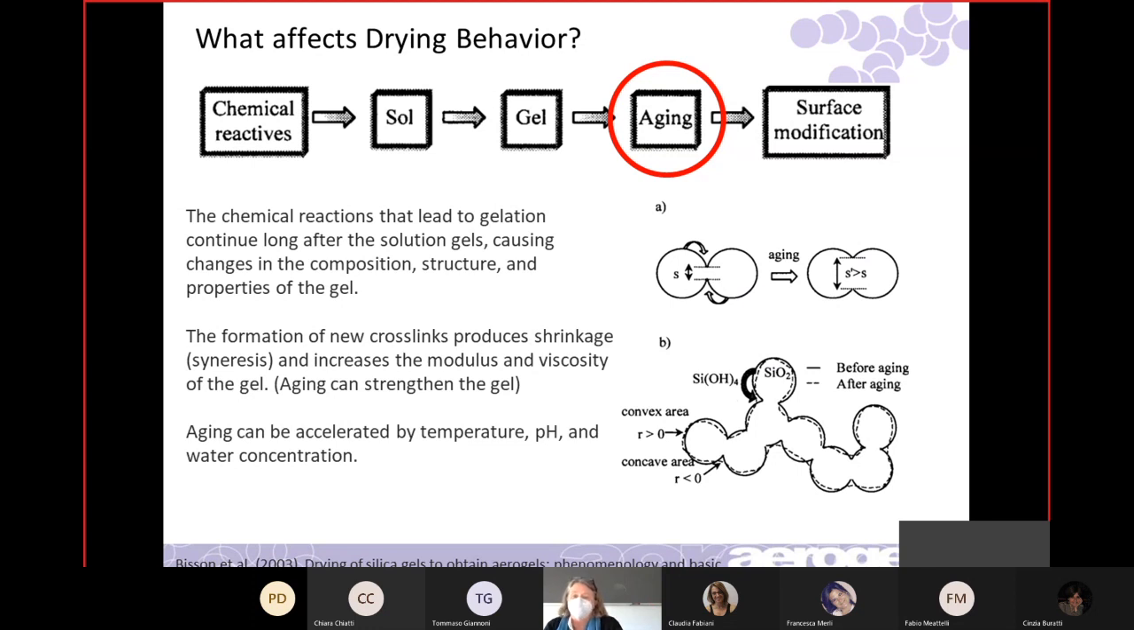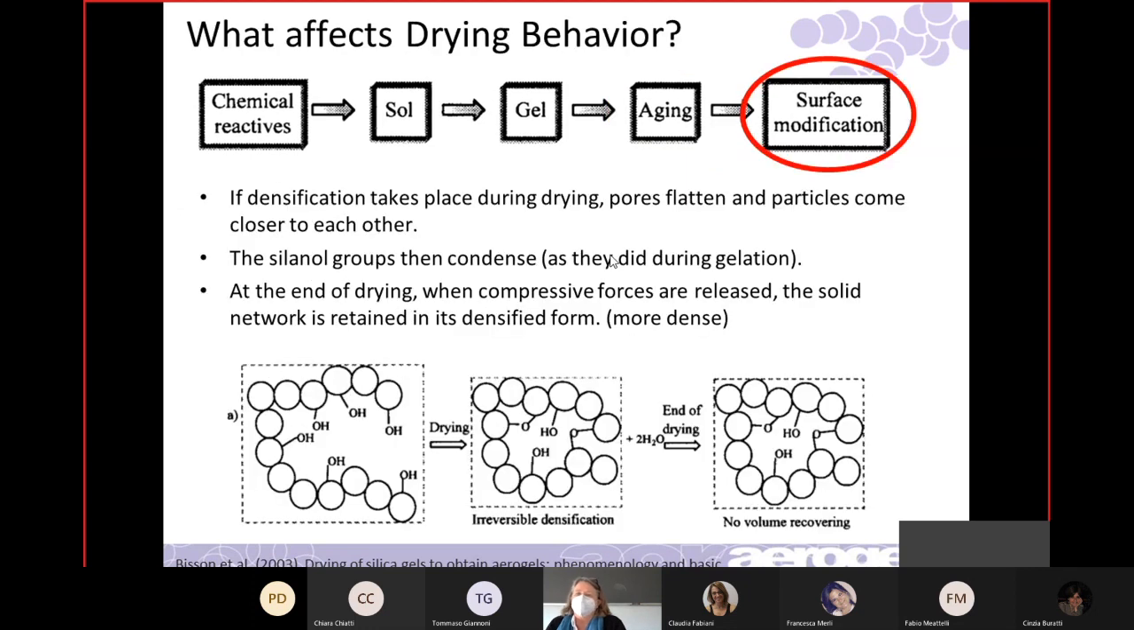And then the last thing to talk about before actually getting to drying methods is surface modification. And so this has to do with using these surfactants.